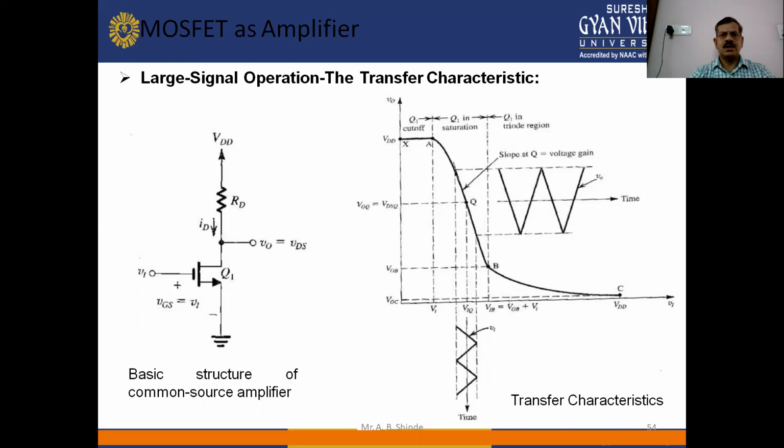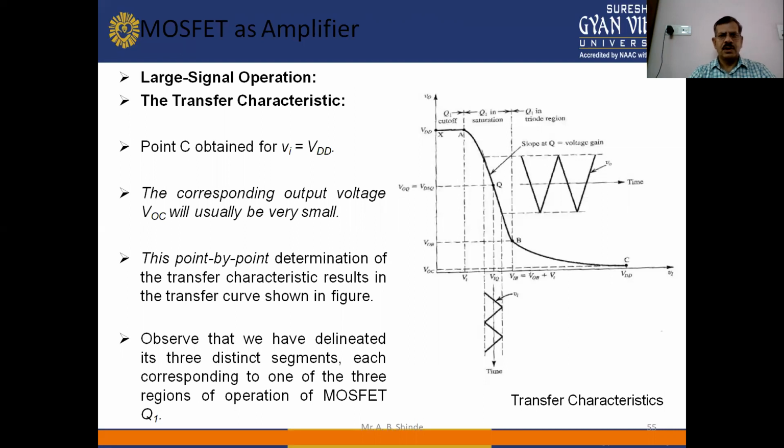The large signal operation, the transfer characteristics: the basic structure of the common source amplifier is in the first figure, and second, the VTC or transfer characteristics of the MOSFET amplifier. In this graph, point C is obtained for Vi equal to VDD, and the corresponding output voltage V0C will usually be very small. This point by point determination of the transfer characteristics results in the transfer curve shown in the figure. Observe that it has three distinct segments, each corresponding to one of the three regions of operation of the MOSFET.